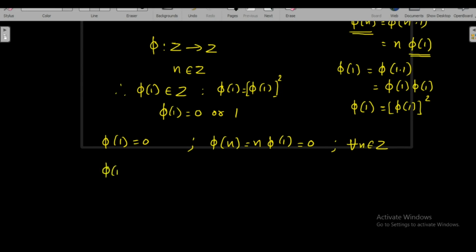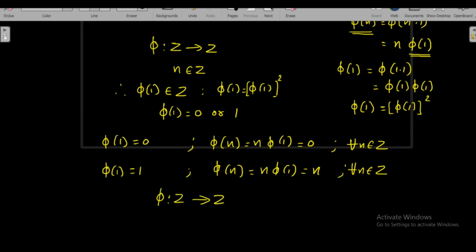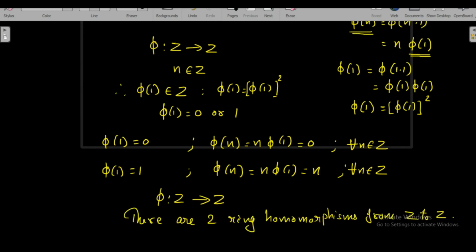And if phi of 1 equals 1, then phi of n equals n into phi of 1. That's equal to n into 1, which is equal to n for all n belonging to Z. Here phi is the identity map, mapping each element of Z to itself. Therefore, the only ring homomorphisms phi from Z to Z are the trivial map, mapping all the elements of Z to 0, and the identity map, in which all the elements of Z are mapped to themselves. So there are two ring homomorphisms from Z to Z.